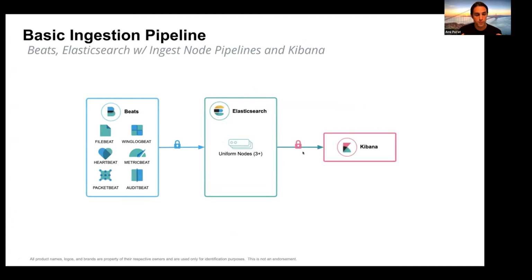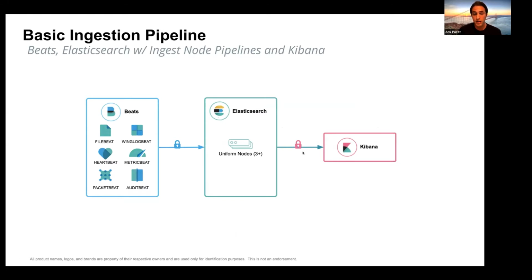So this is a basic ingest pipeline in Elasticsearch. At its most basic form, we have our Beats, which are data shippers. They sit on an edge machine. They have some built-in modules, some built-in functionality that tells them what kind of data they're meant to collect, and they ship that data directly to Elasticsearch. There could be intermediaries.